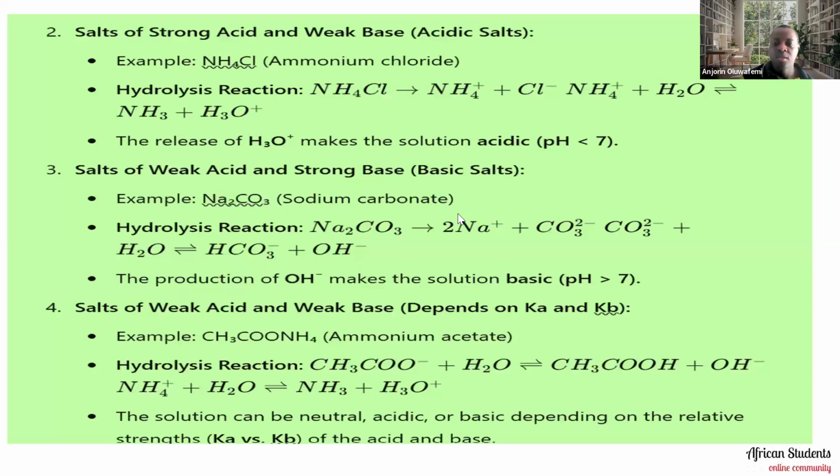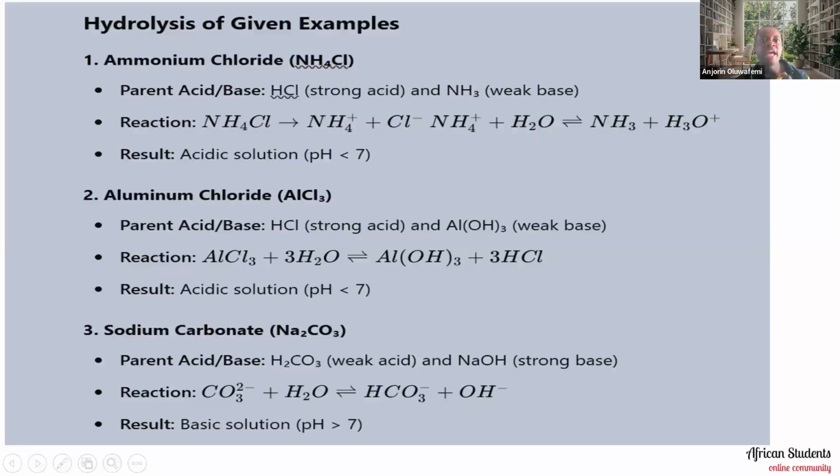Okay, that's good. So let's move further. Hydrolysis, giving examples. Take for instance ammonium chloride. The parent acid and base are HCl, strong acid, and ammonia, weak base. When they react, you discover that it will give us ammonium ion and chloride ion when it dissociates in water. And when ammonium ion dissociates further in water, you have ammonia, and then hydronium ion that is being given off. So this results in an acidic solution.